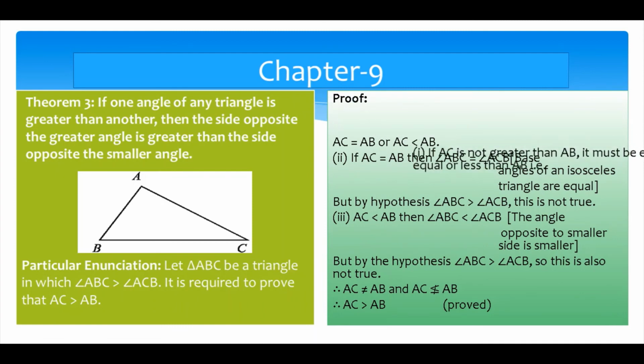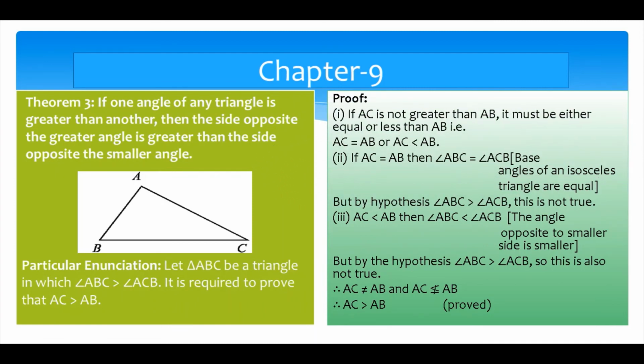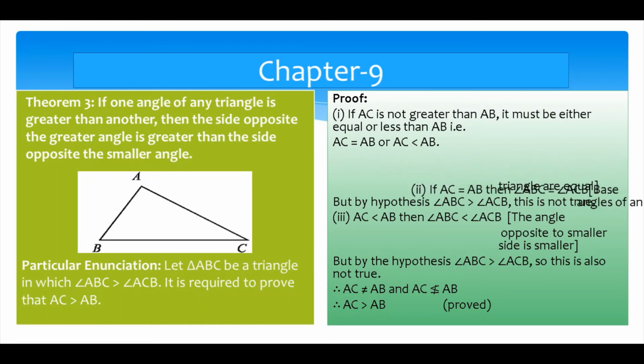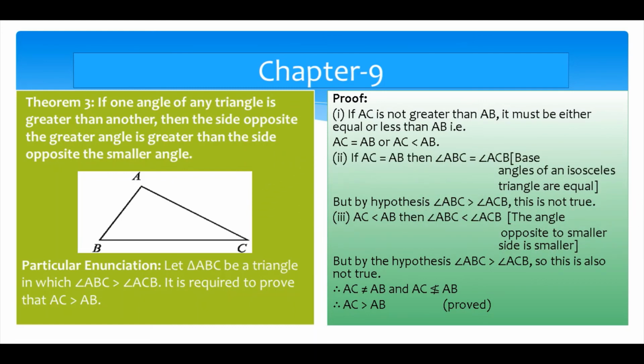So this is the proof. If AC is not greater than AB, it must be either equal or less than AB. That is, AC equals AB or AC less than AB. Step 2, if AC equals AB, then angle ABC equals angle ACB. But by the hypothesis, angle ABC is greater than angle ACB, so this is not true. Step 3, AC less than AB, then angle ABC less than angle ACB. But by the hypothesis, angle ABC is greater than angle ACB, so this is also not true. So we can write AC not equal to AB and AC not less than AB. So the rest of the thing that we get is AC greater than AB. That is the proof.